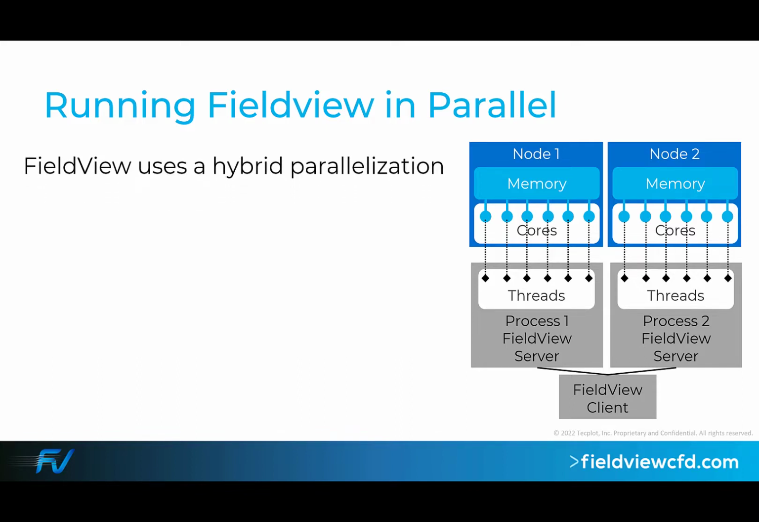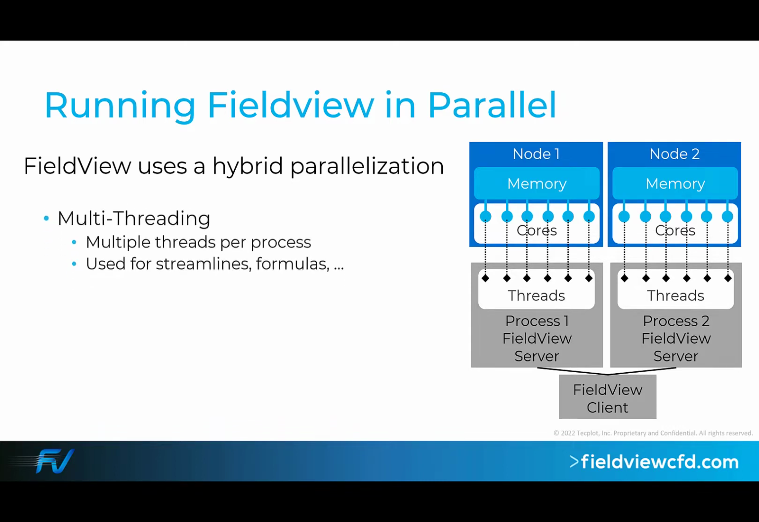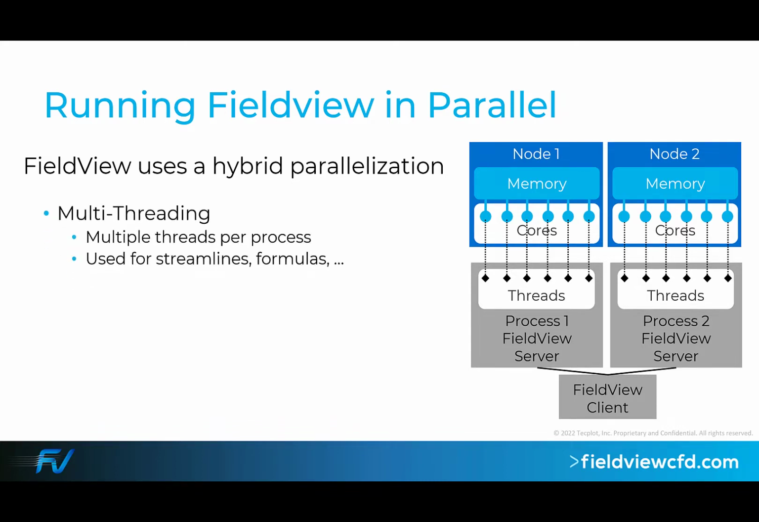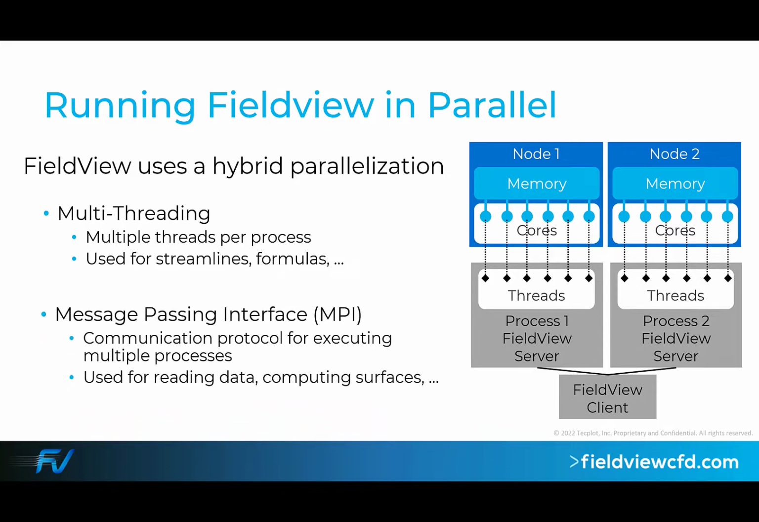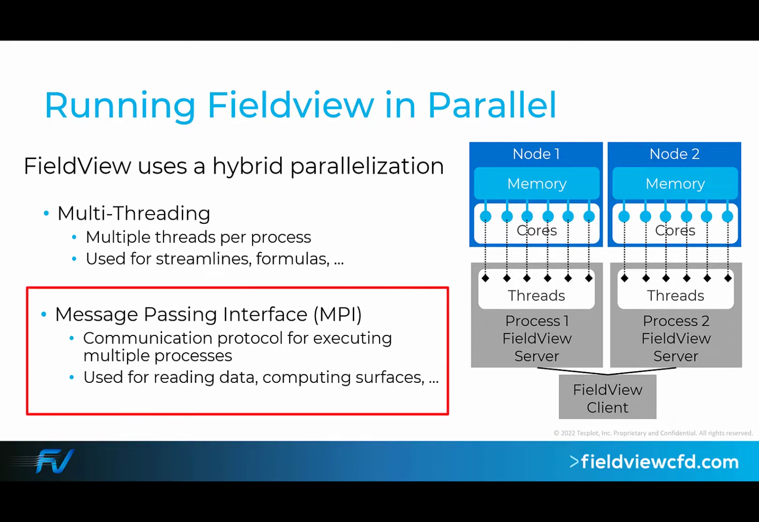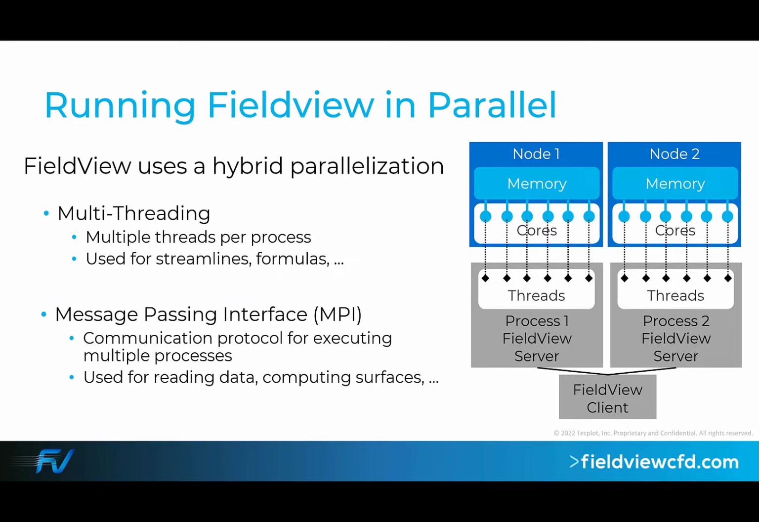FieldView uses hybrid parallelization, which is a mix between multi-threading, where multiple threads are used for each process, like computing streamlines or formulas, and MPI parallel, which can efficiently distribute the loads of heavy operations through all available nodes that you have available. We will focus in on MPI parallel for this video. The result of using MPI parallel has been faster read times and improved performance with heavy operations in FieldView.